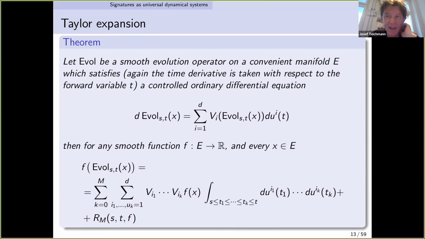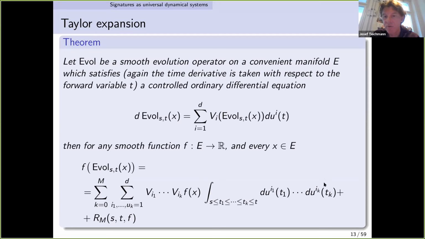The test function applied to the solution of the equation can be written as a double sum. k goes from 0 to m, so this is the degree m. i1 up to ik, sorry, there should be an ik here, goes from 1 to d. So this goes over all tuples I can form in 1 up to d. Here I have the transport operators applied k times to the test function f.